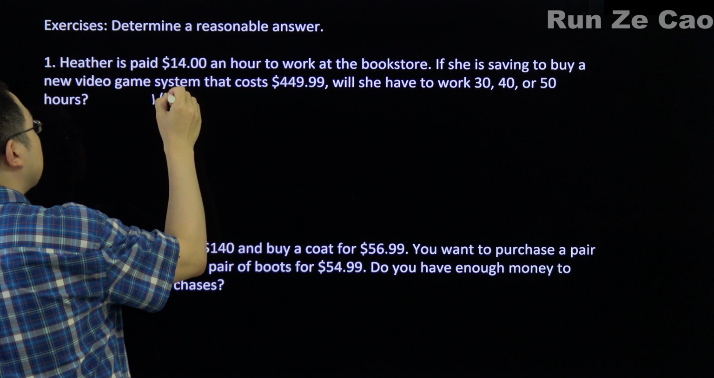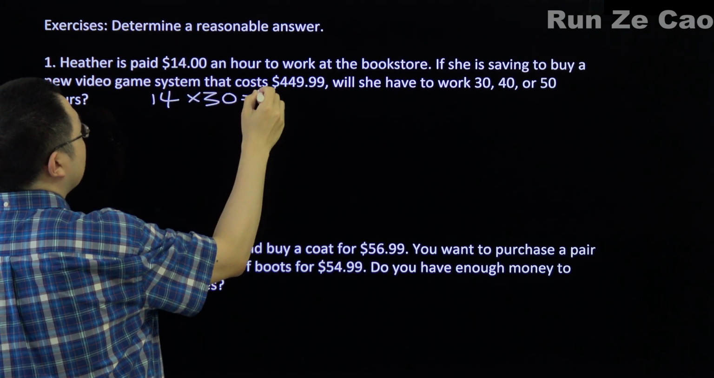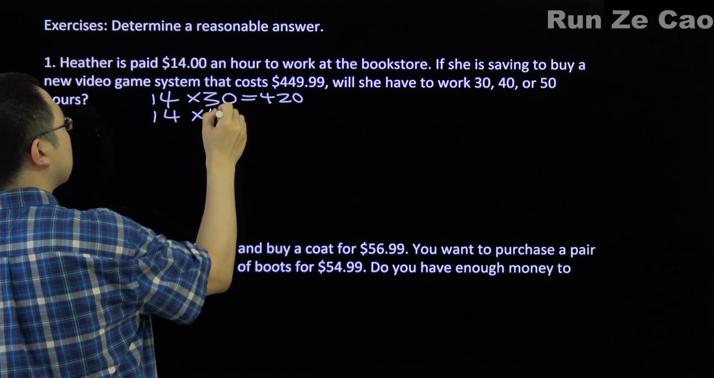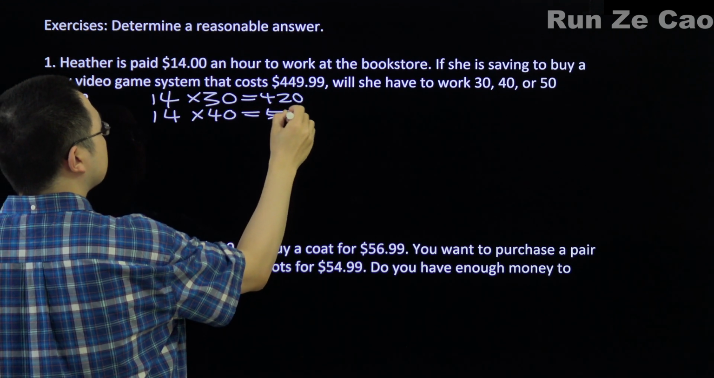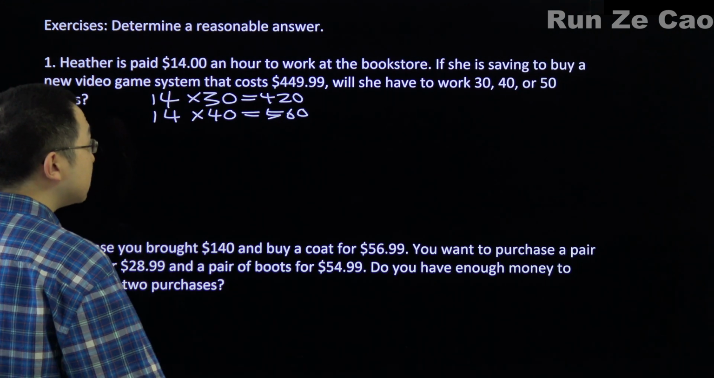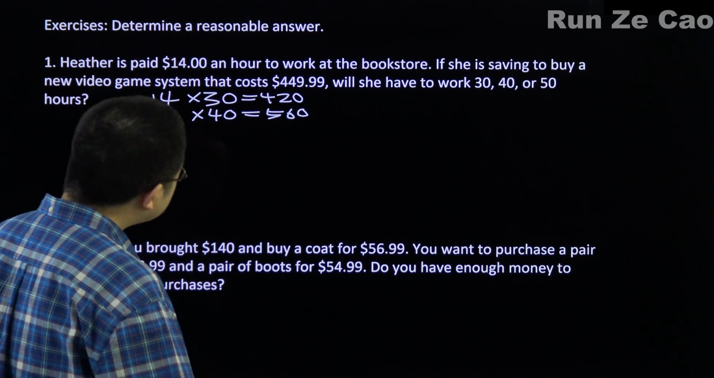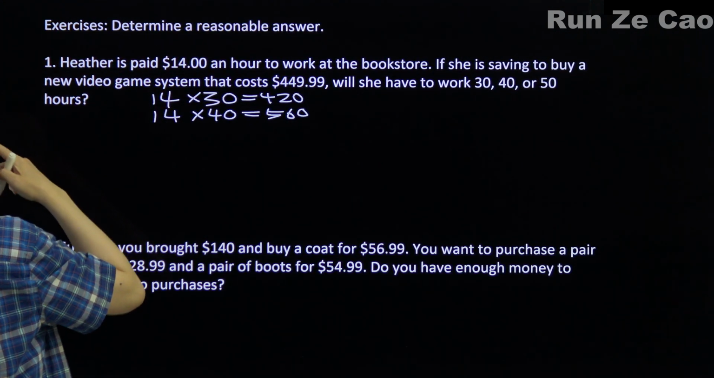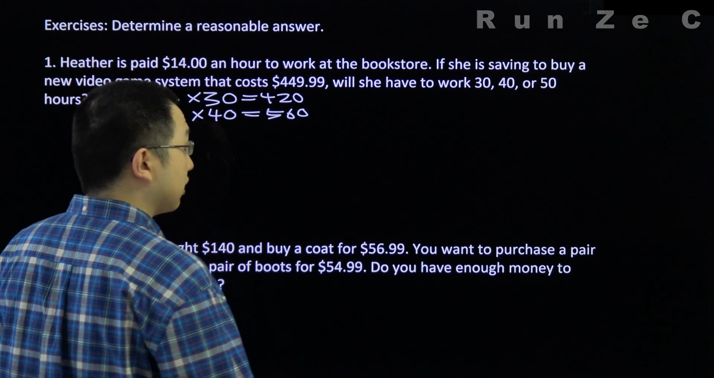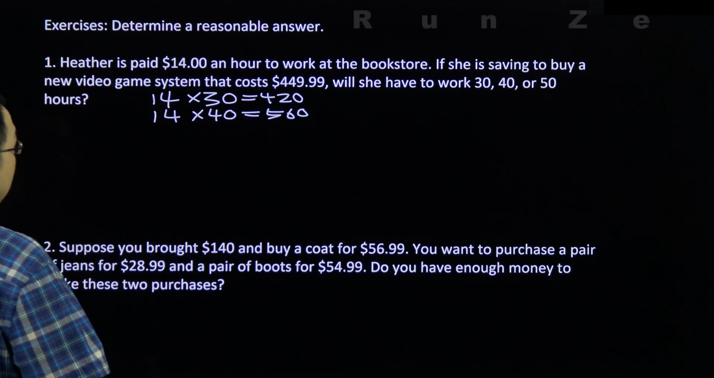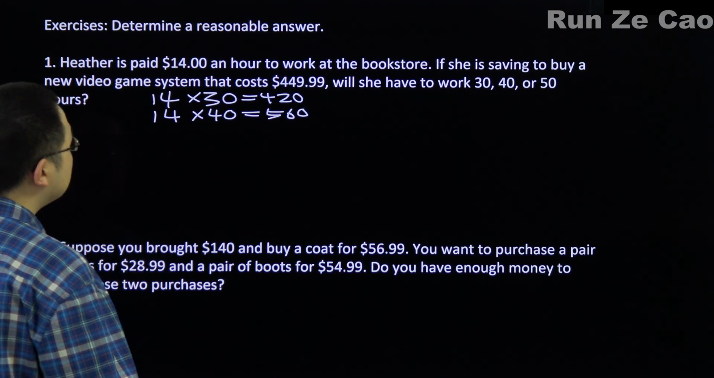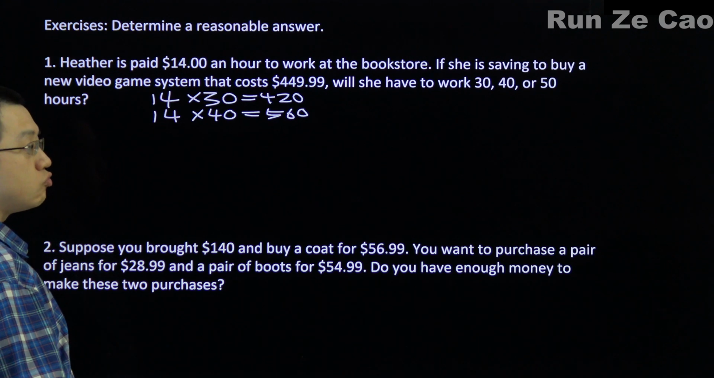Look, $14 times 30 is 420, okay? Which is not enough. 14 times 40 is 560. Considering the deductions that come out of your paycheck before it reaches you, yeah, it's probably going to be 40 hours. She has to work 40 hours to get this game system. I mean, in theory, she can get it at a little over 32 hours worked. In practice, no.